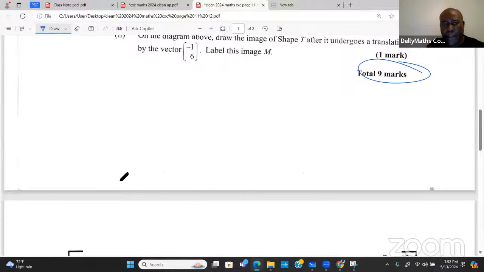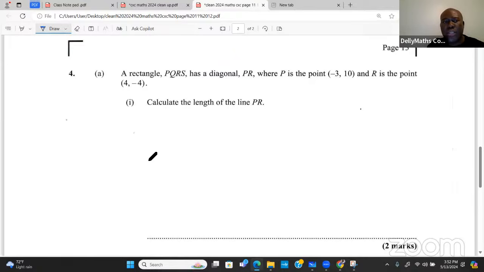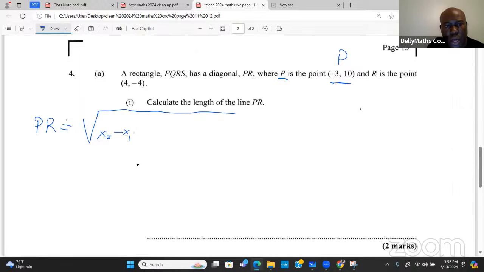And boom, right? Now we're starting question 4. Question 4 says a rectangle PQRS has diagonal PR, where this is the point P and this is the point R. All right, good. So what I want us to do now is to calculate the length of PR. Remember now the distance formula suggests that PR is going to be equal to the square root of (x2 minus x1) squared plus (y2 minus y1) squared.